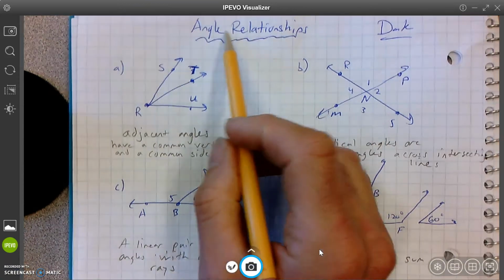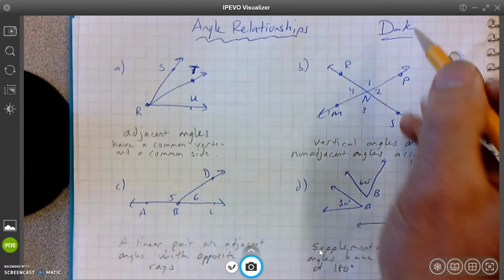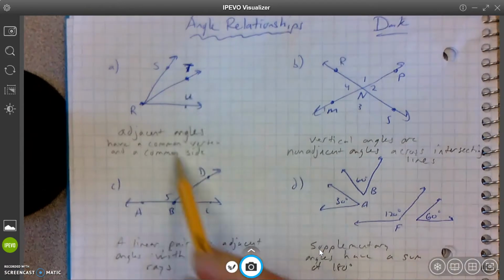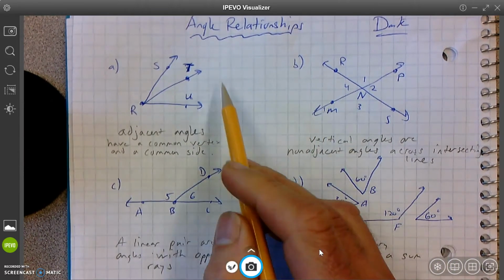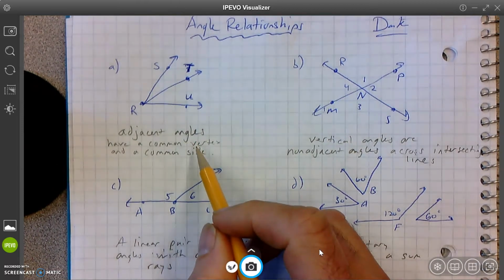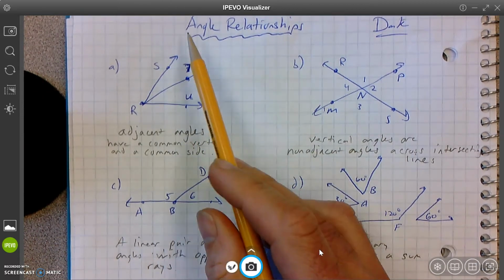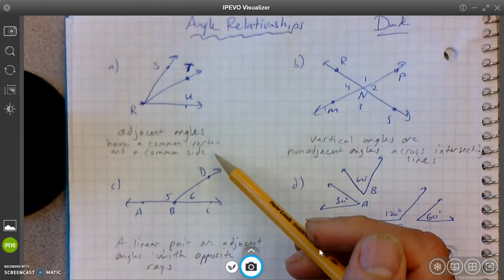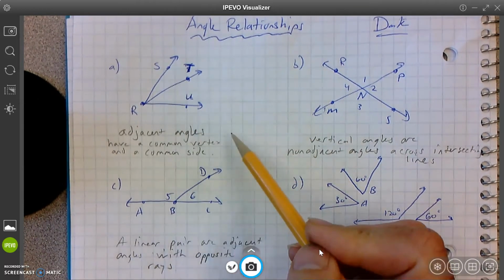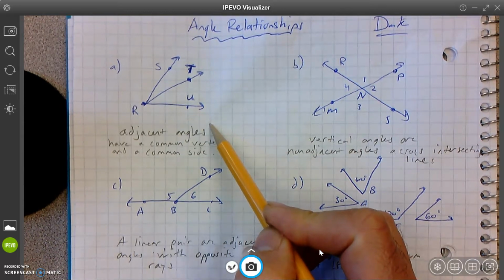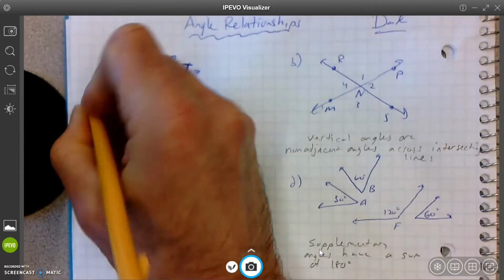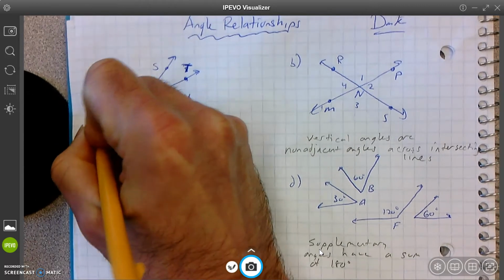Angle relationships right here. So angle relationships, date. Set up your page like this. So I drew the picture from the examples on this page, and I wrote the definitions underneath. So this is what you need to know. This picture, pause the video if you have to and draw the picture, is a picture of adjacent angles. What are adjacent? Well, adjacent just means like next to. So if you want to write a little note to yourself, it means like next to.